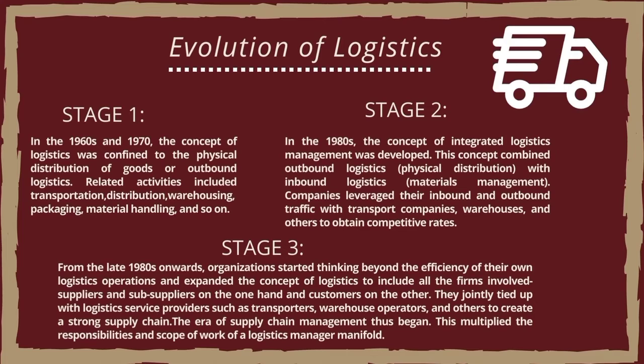The last stage in the evolution of logistics is stage 3. From the late 1980s onwards, organizations started thinking beyond the efficiency of their own logistics operation and expanded the concept of logistics to include all the firms involved, which are suppliers and sub-suppliers on the one hand and customers on the other. They jointly tied up with logistics service providers such as transporters, warehouse operators, and others to create a strong supply chain. The era of supply chain management thus began. This multiplied the responsibilities and scope of work of a logistics manager manifold.